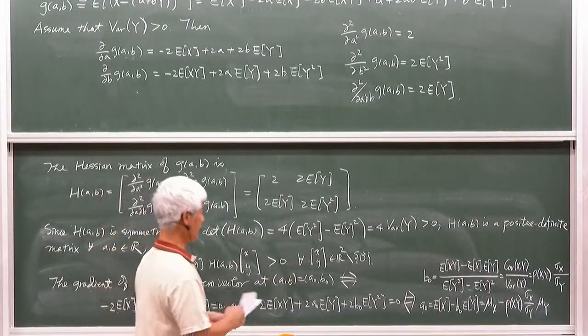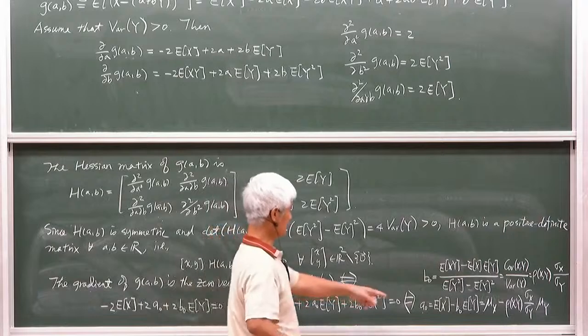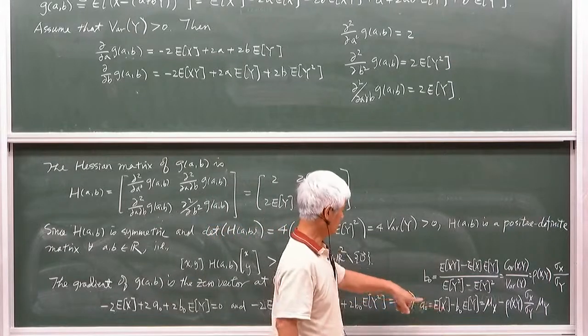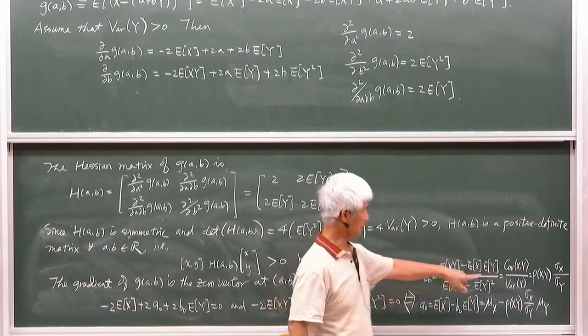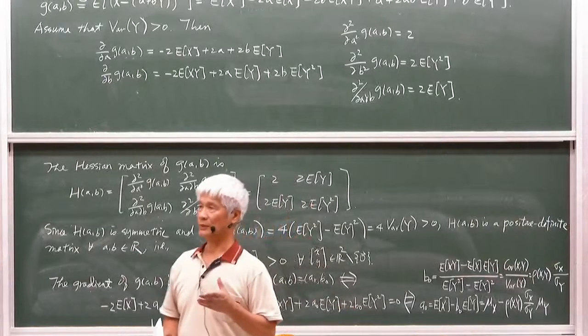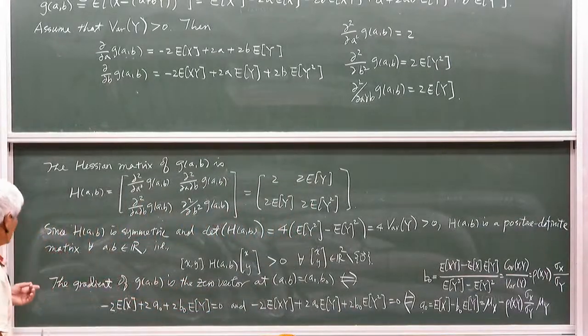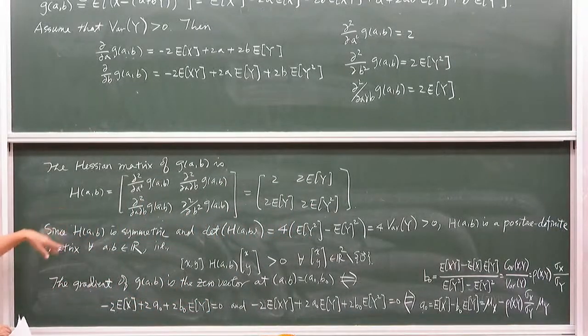All right, so when A equal to A0 and B equal to B0 here, then with these two parameters, the gradient of the mean square error is 0.